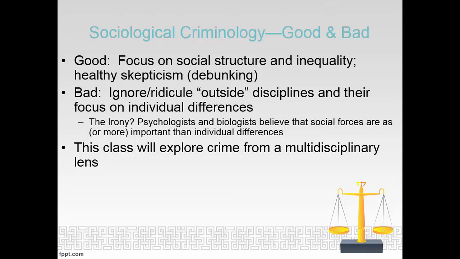And so they have tended to kind of ridicule outside disciplines, especially biology and psychology. And that's unfortunate because most biologists and sociologists would say, look, a biologist would say we're studying genetics and central nervous system, but that can only play out in some sort of context. So what they're saying is you need that social context and sociology to help explain biology. So we're going to talk in this class about all kinds of approaches to crime, psychology, biology, and so forth.